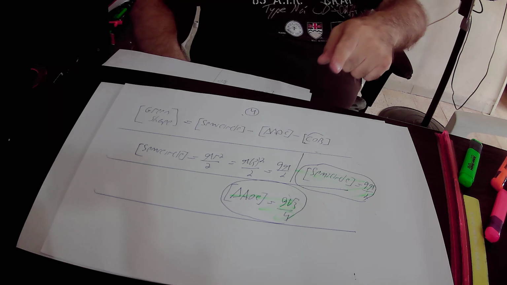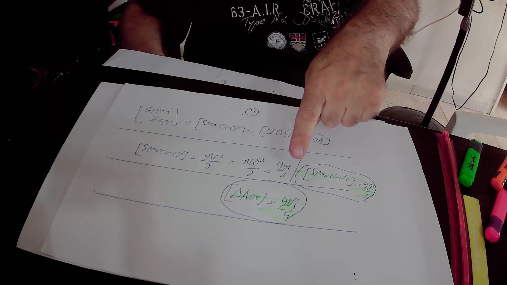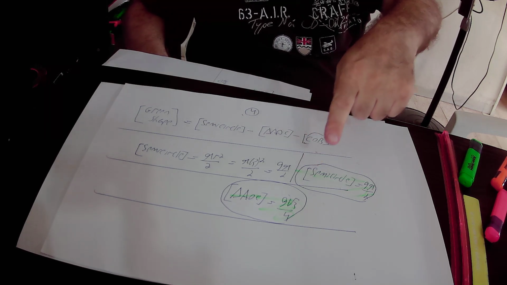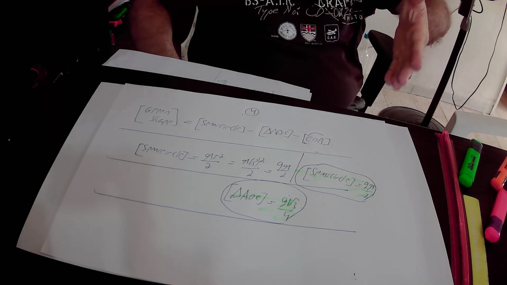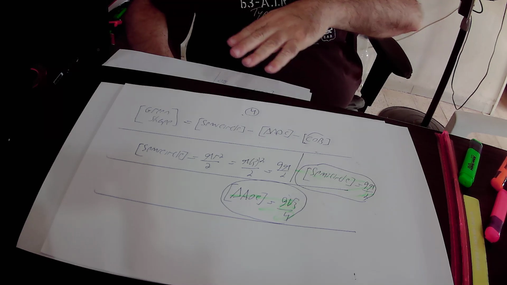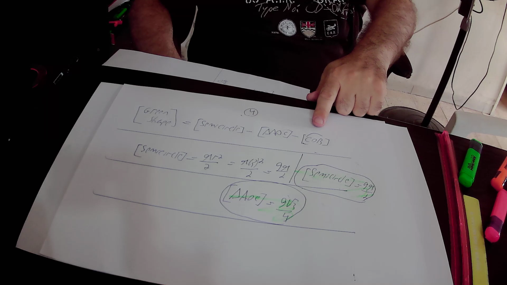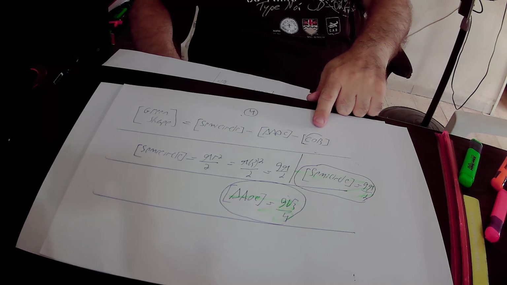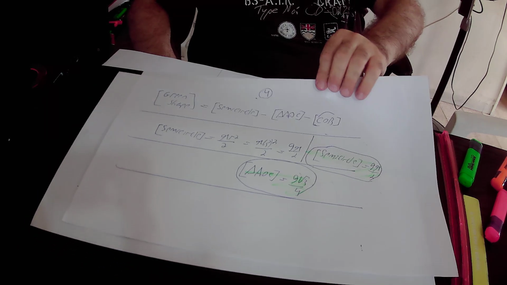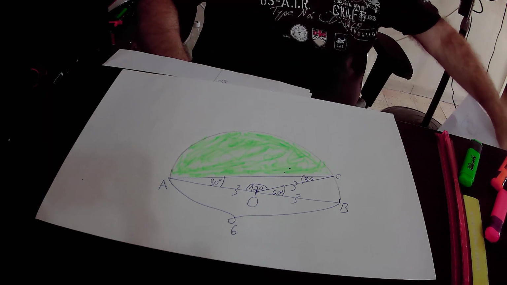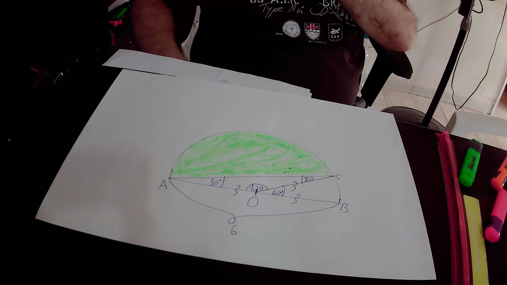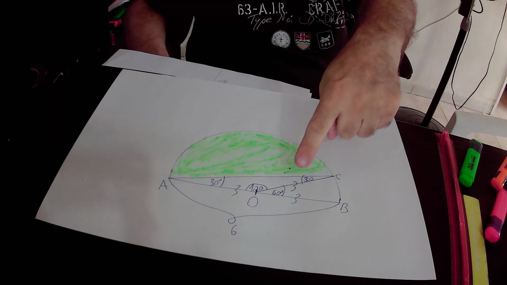We have already found out in the first method that the area of triangle AOC equals 9 times square root of 3 over 4 square units. The only thing that is left to do in order to find the area of the green shape is to find the area of sector COB. So first of all, we have to find the angle between the legs of sector COB.